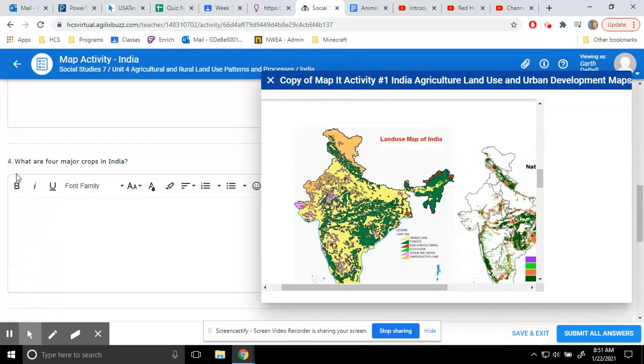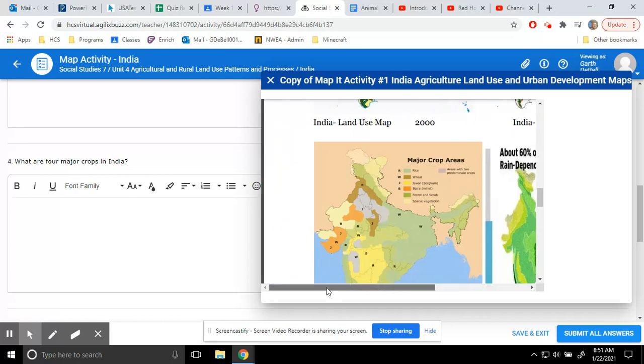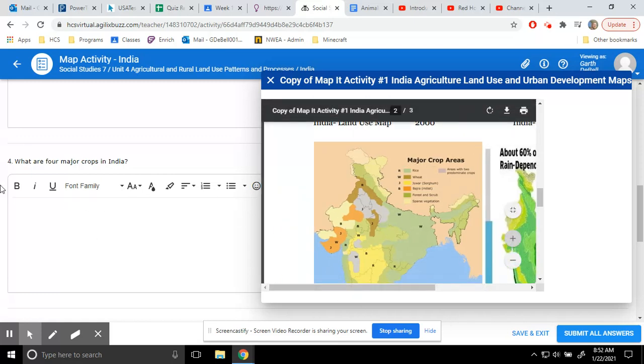What are four major crops in India? This one's pretty easy. You just come down here, bam, bam, bam, bam. There's your four major crops, right? You just read them off of the map and put them in number 4.